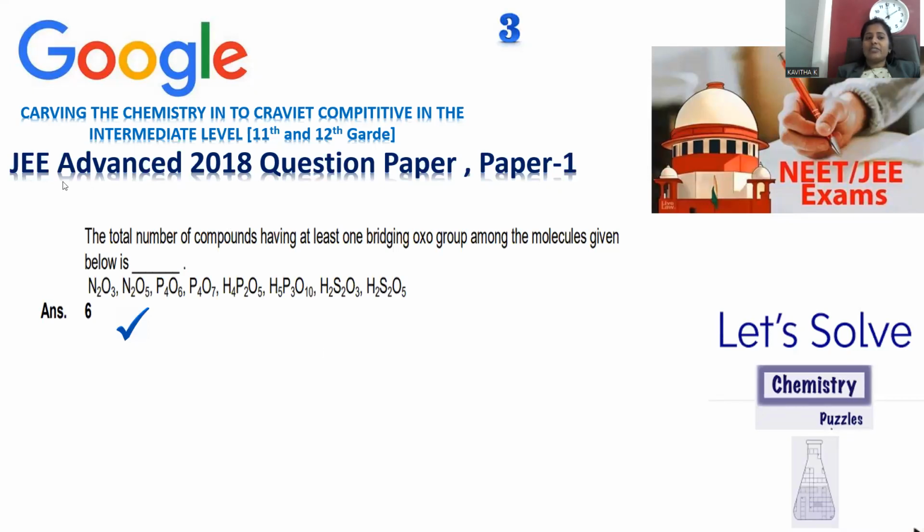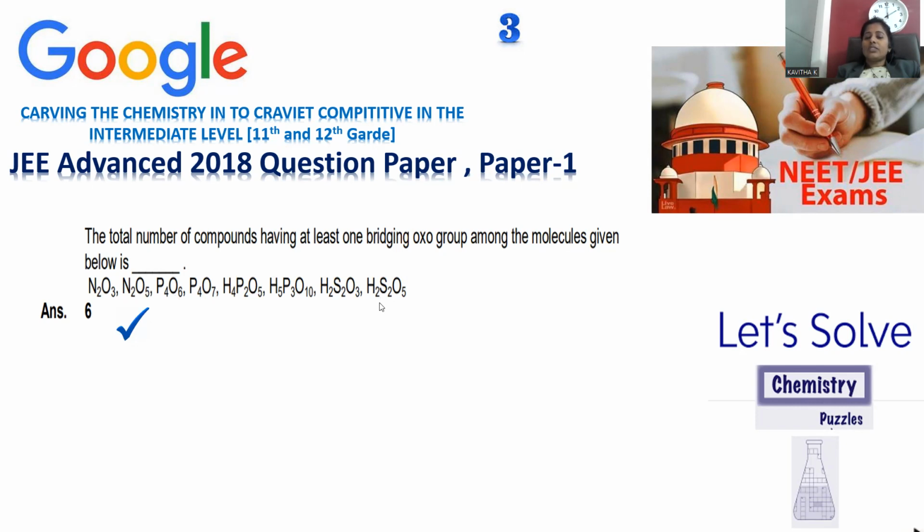Question number 3 is collected from the JEE Advanced 2018 question paper 1. Again, it is from inorganic chemistry. The total number of compounds having at least one bridging oxo group among the molecules given below. These many molecules are provided to you. Among all, how many molecules have bridging oxygen, not bridging element. In specific, oxygen must bridge two metals or two elements. So a bridging oxo group must be present in the molecule. We have to count how many are there.